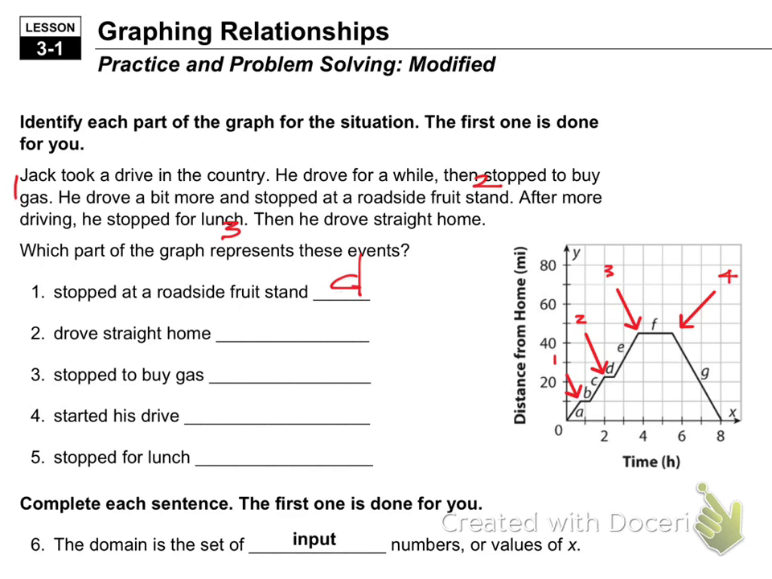All right, and then it says which letter represents when he drove straight home. That would be G. Which one did he stop for gas? The first stop is that one that we labeled 1, which is going to be B. And then started his drive. Started his drive is when he took off from home, so that's going to be A. And then when he stopped for lunch, that's going to be at the plateau at the top, F.